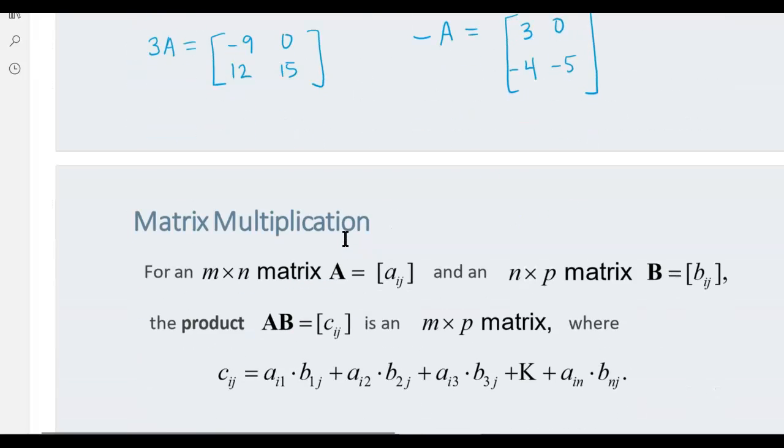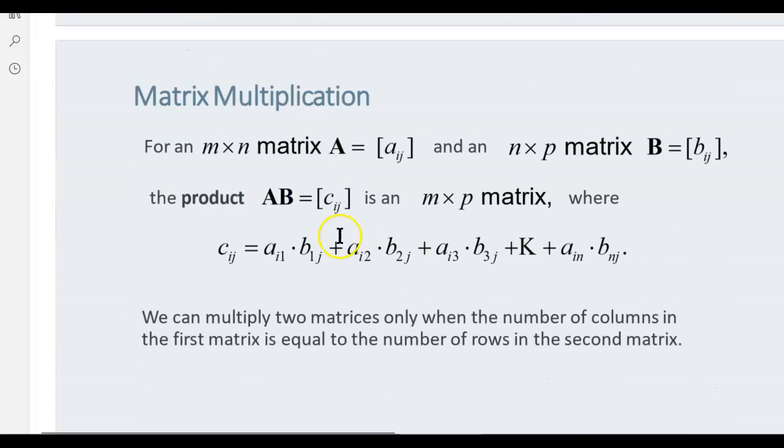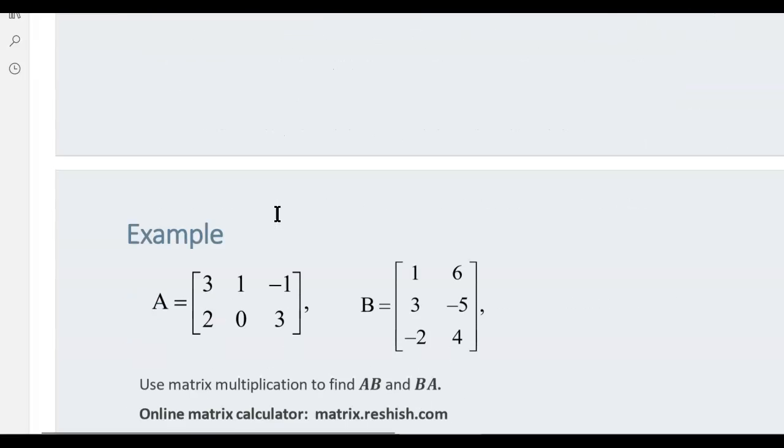Matrix multiplication, where you multiply two matrices together, is actually more complicated. This is the formal definition. I'm going to show you an example of how we carry this out, though the matrix calculator will do these calculations for you because it's kind of a lot of moving parts when we do this.